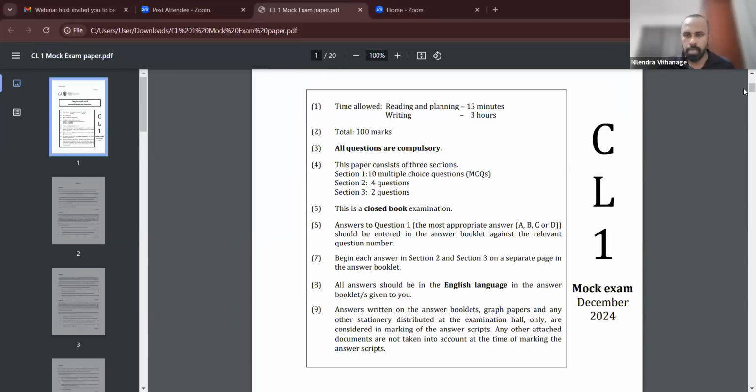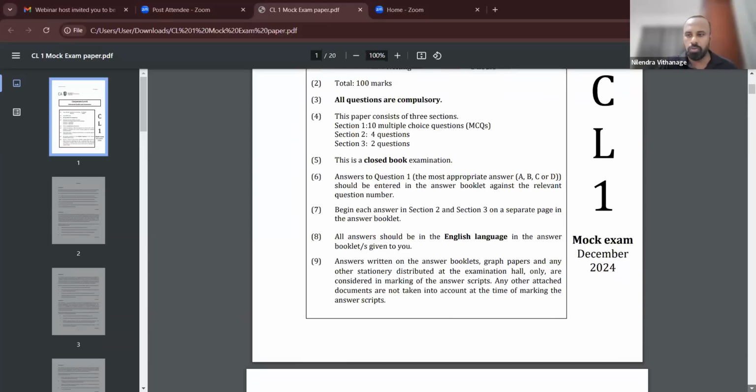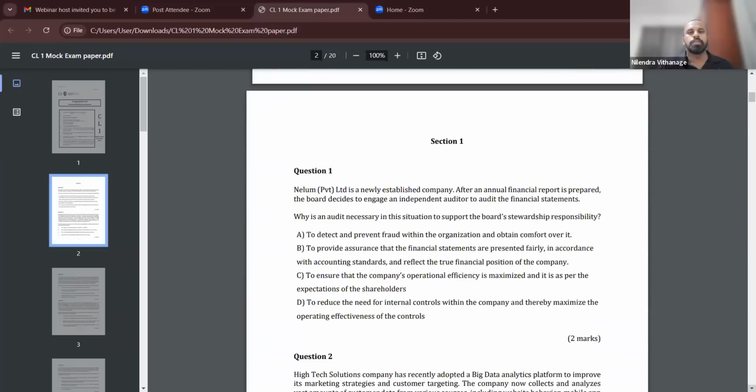See, mock exam paper, December 2024. Students, look at it. We will first move to the mock. Section 1, multiple choice questions. Question number 1. Look at it carefully. Reading speed is also extremely important, right? See, Nelum Private Limited.